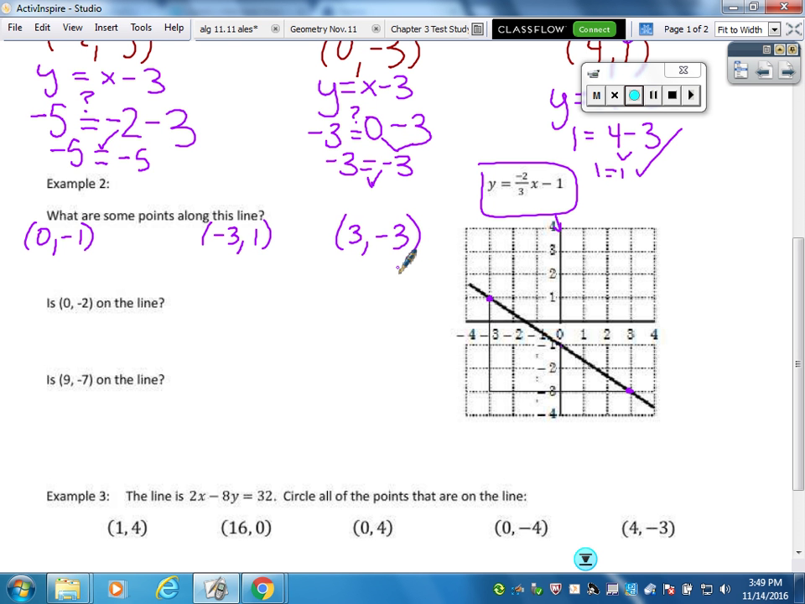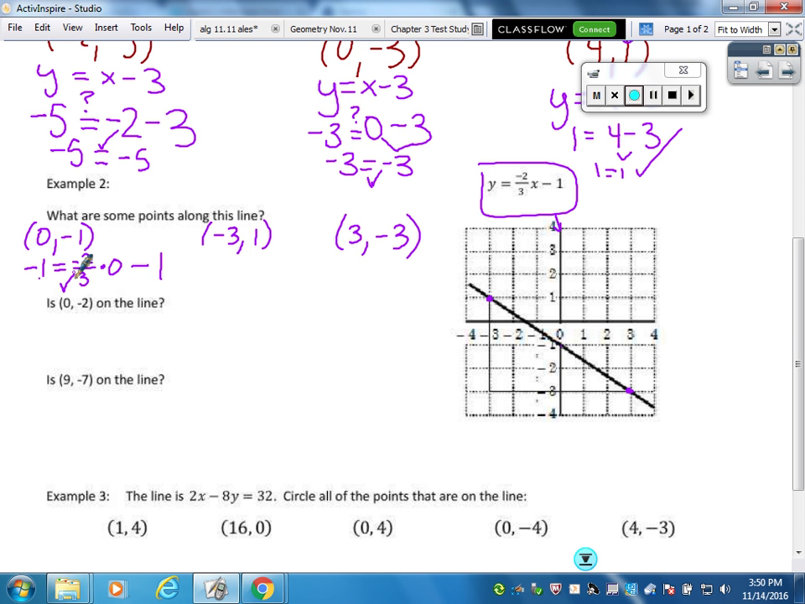So I want to try that out real quick and just check those. If I plug in 0 for my x and -1 for my y, do I get something that makes sense? Again, I'm going back to the equation of the line and plugging it in. Is -2/3 times 0, which is 0, minus another 1 equal to -1? And yes, we found a good point.